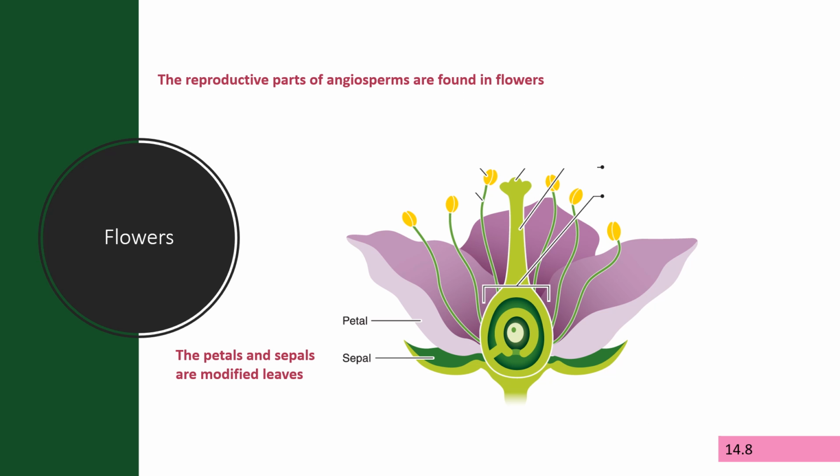Flowers are where all the reproductive structures are found in angiosperms. The petals and sepals are actually modified leaves. Most angiosperms have both male and female parts together in their flower, but you'll see that some angiosperms have separate male and female flowers, or even separate male and female plants.